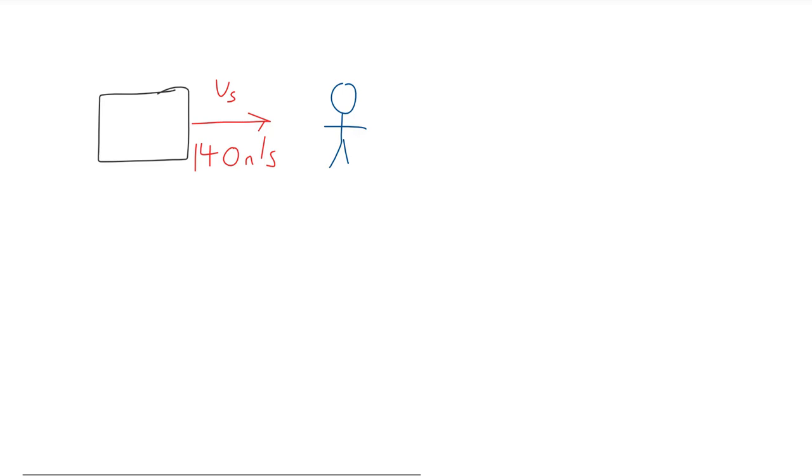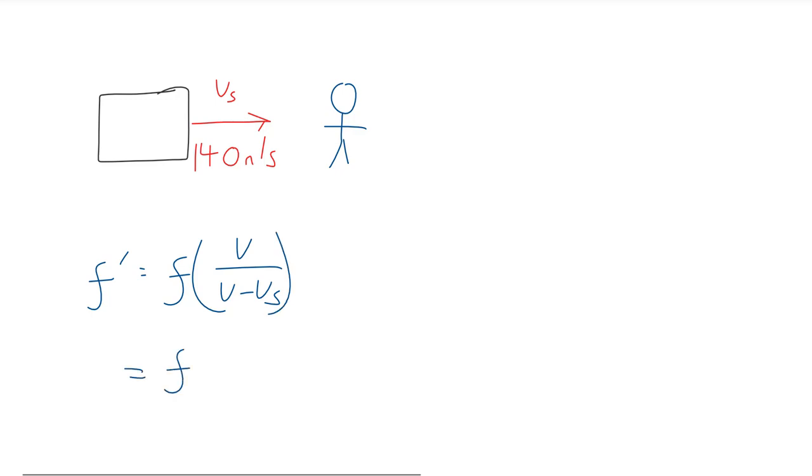Well, let's recall the general formula. The perceived frequency f prime is equal to the emitted frequency f multiplied by the speed of sound v plus or minus the speed of the detector. However, here the speed of the detector is 0, so therefore I can just write down v divided by that same speed of sound plus or minus the speed of the source. Here, as the source is moving towards the detector, that speed is going to be negative. We therefore have a minus v sub s.